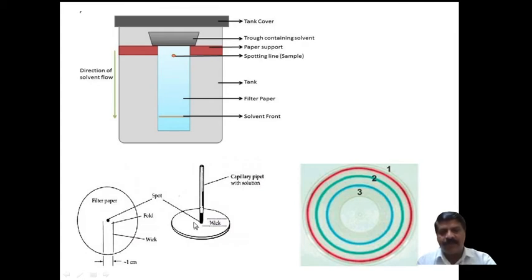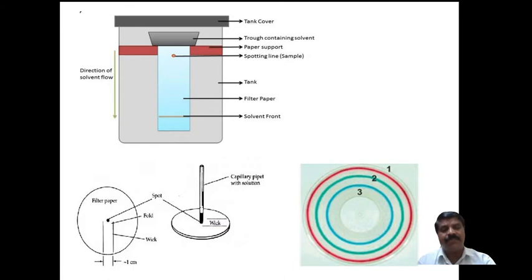Now here, from the spotting in a circular manner from the wick, the solvent as well as the compounds will migrate in a circular form and go up. The maximum distance covered by the solvent is the last one, and in between are a number of compounds present.